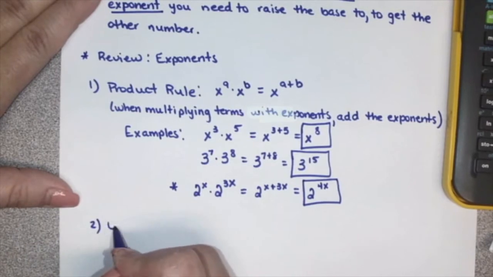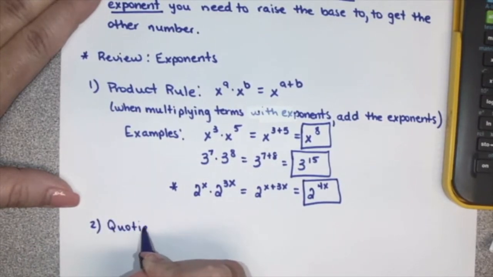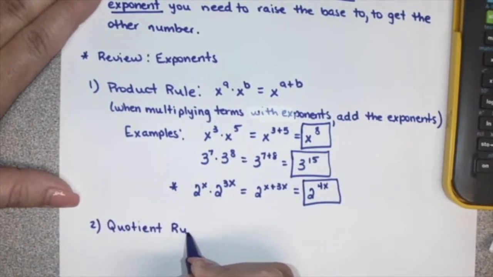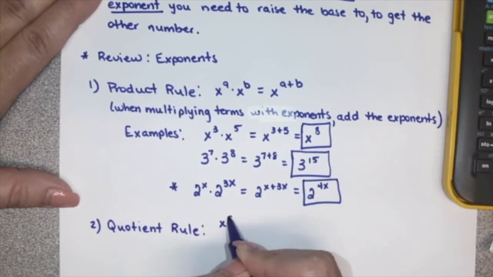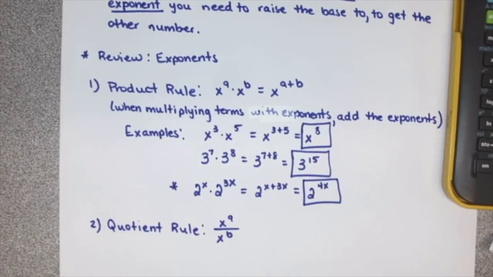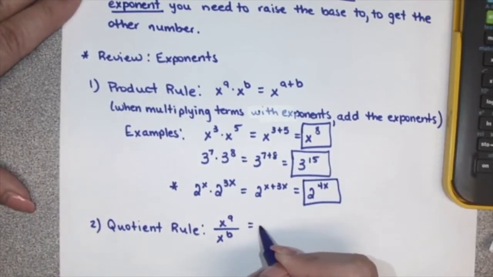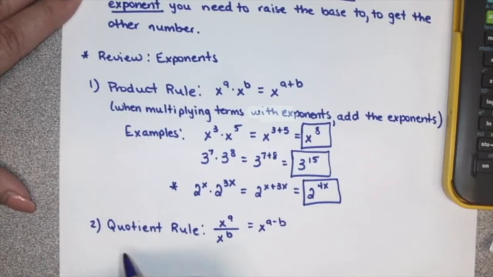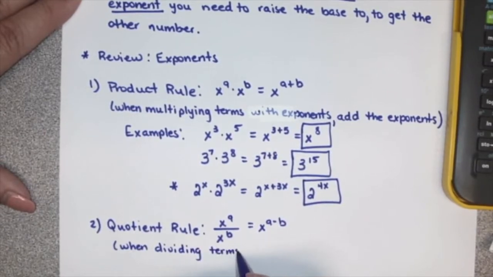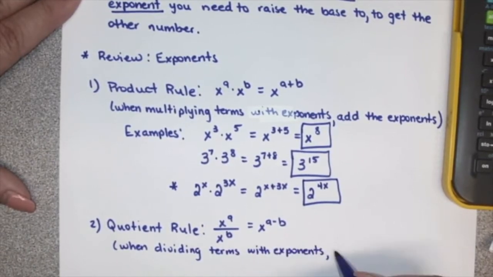All right, so let's look a little further at the quotient rule. So I know we already briefly talked about that too, back in the exponential section. So remember this, what did we do with the exponents again? Subtract them. So the explanation of this is when dividing terms with exponents, again, make sure the bases are the same. But when dividing terms with exponents, you subtract the exponents.